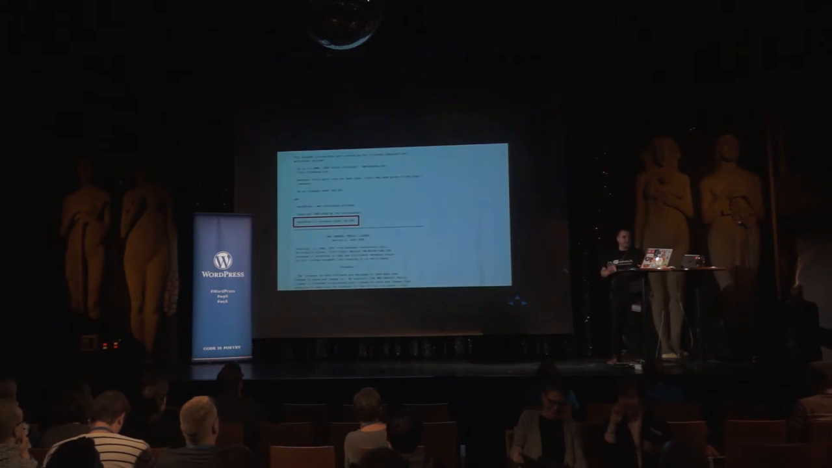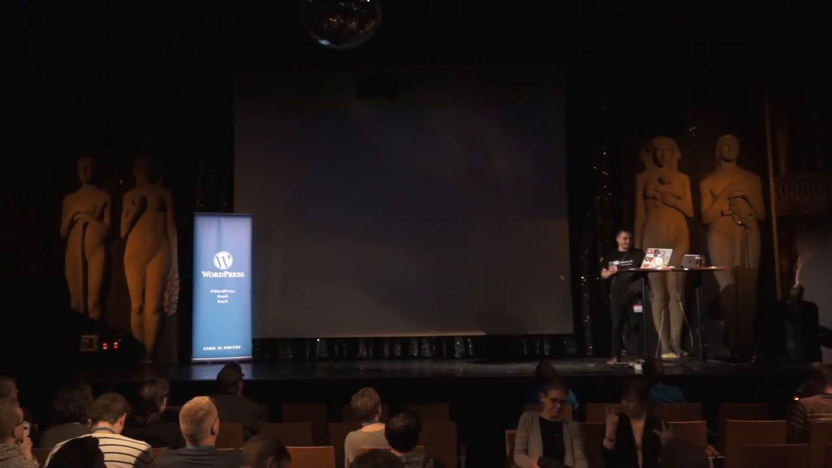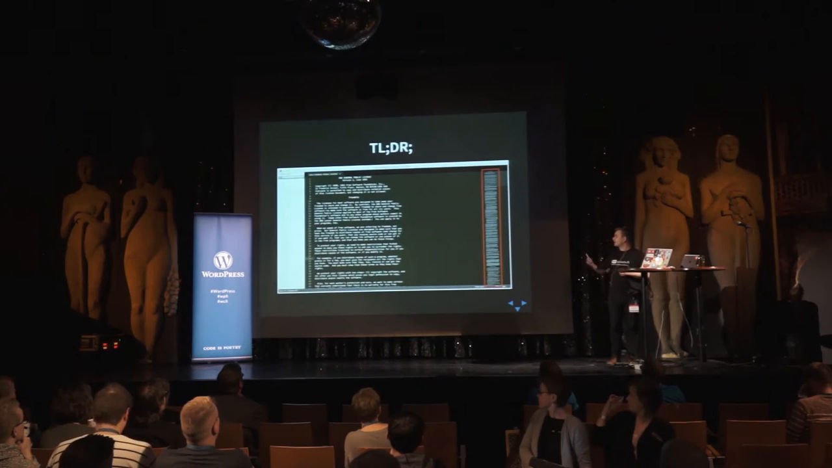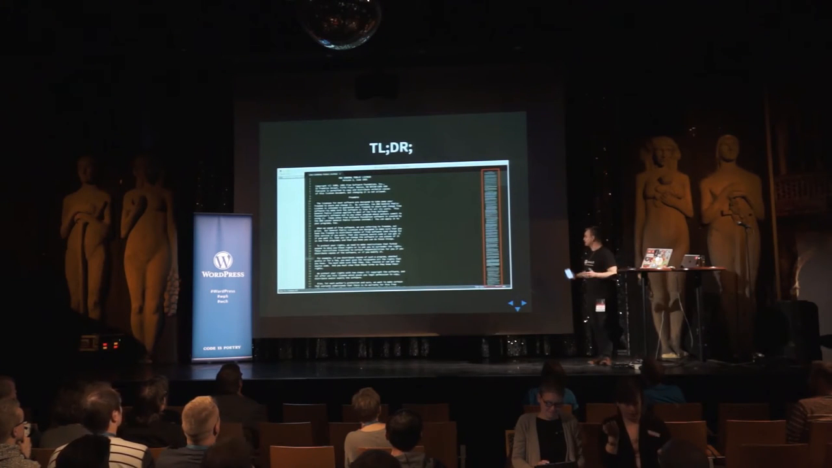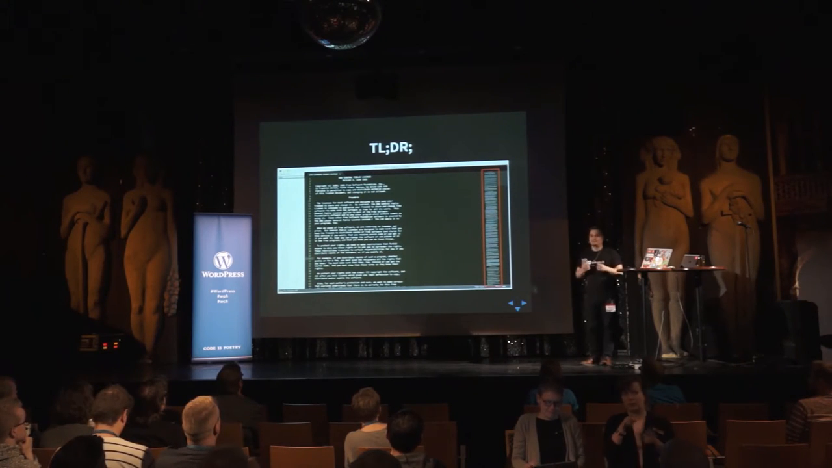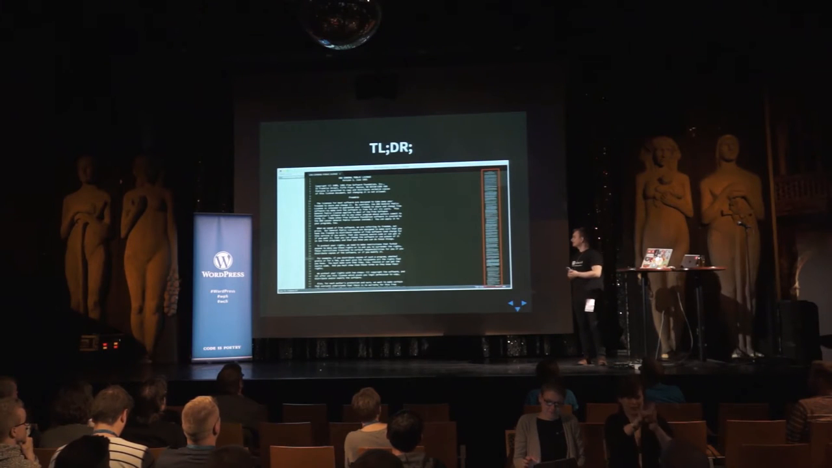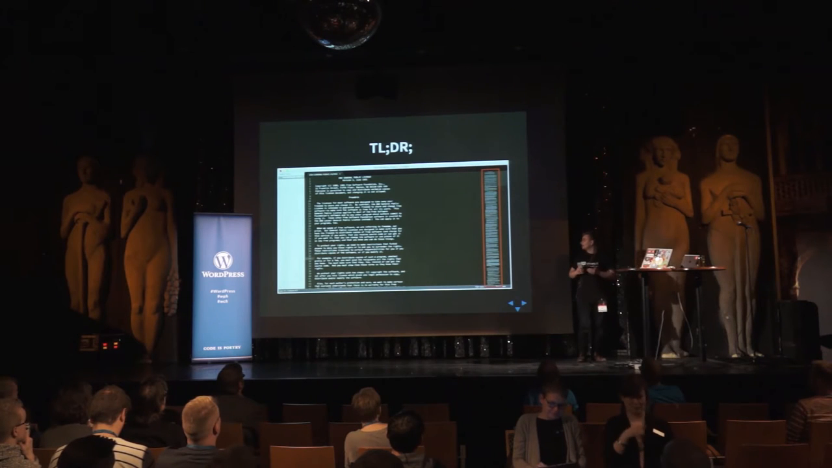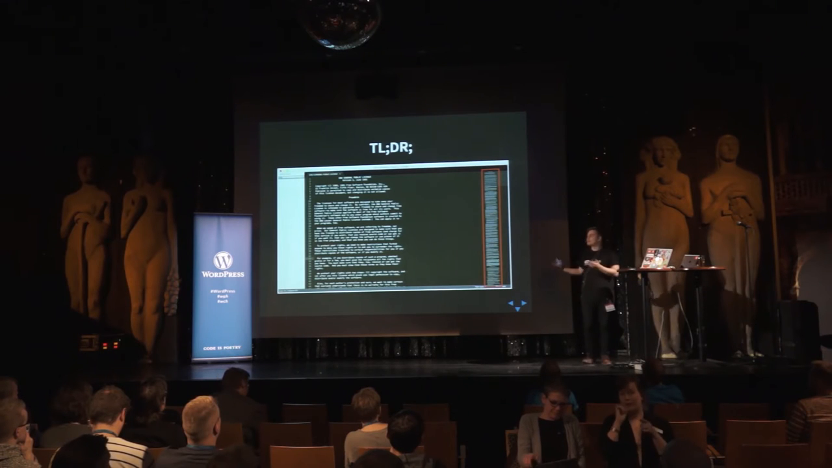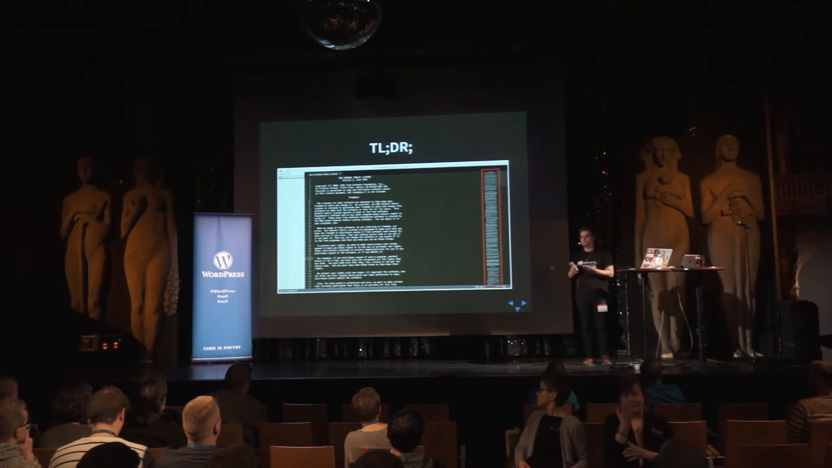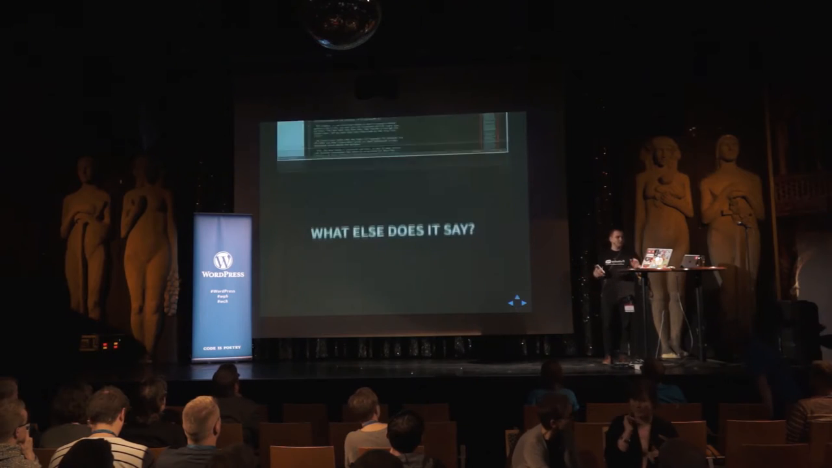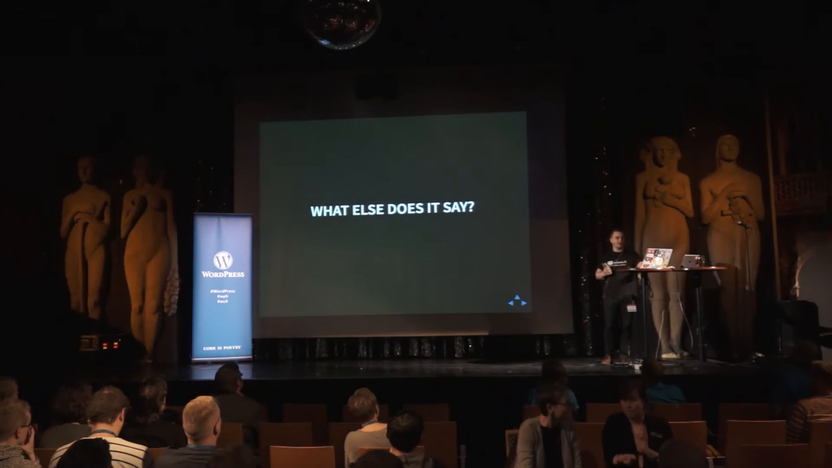So this is how the GPL looks. It's this huge long document with a bunch of legalese that probably none of you have ever read. I had only read maybe the first two sentences before I researched my talk. So do we really need all this just to say that it's open source? Just to say that you can read the source code? So what else does it say? Let's have a look at that.